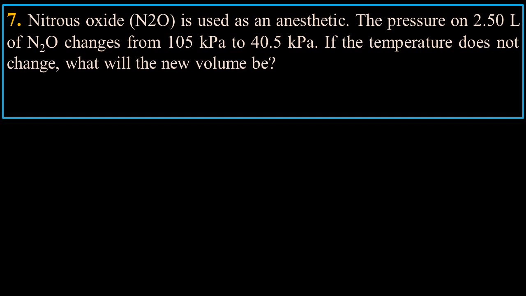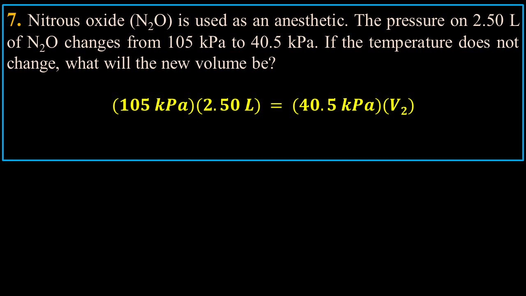Number 7. Nitrous oxide, N₂O, is used as an anesthetic. The pressure on 2.5 liters of N₂O changes from 105 kilopascals to 40.5 kilopascals. If the temperature does not change, what will the new volume be? You're going to apply Boyle's law, so P1V1 equals P2V2, and you're going to solve for V2.